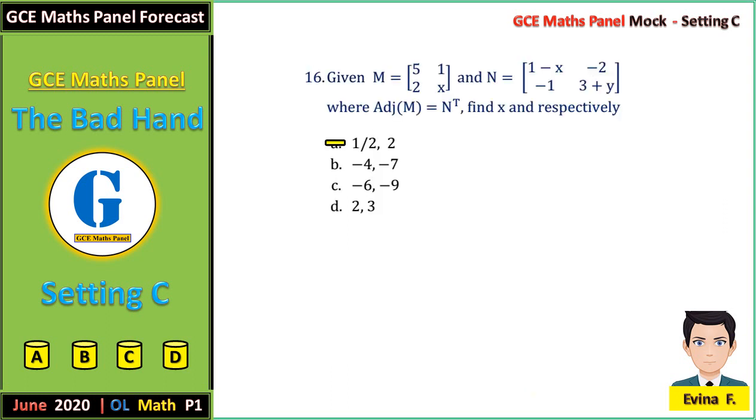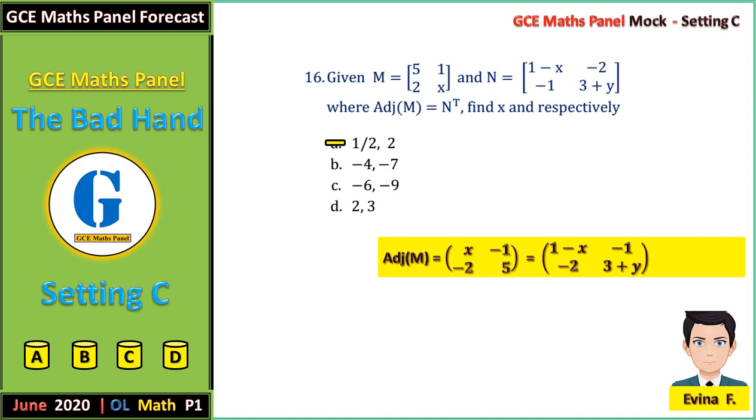Question 16, given the matrix M equals that and N equals that, where the adjugate of M is equal to the transpose of N, find x and y respectively. Here we have to follow the rules of matrices. For the adjugate of M, we interchange the positions of the leading diagonal and change the signs of the off diagonal. For the transpose of N, we interchange rows for columns. And when we interchange, we can now equate corresponding entries, and when you equate, we will have x to be equal to a half, and solving for y is going to give us 2.